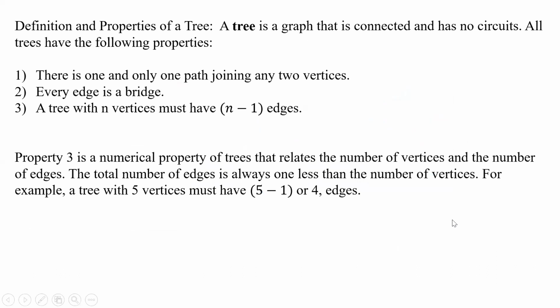All right, so some definitions and properties of a tree. A tree is a graph that is connected and has no circuits, and all trees have the following three properties. There is one and only one path joining any two vertices. Every edge is a bridge. Now think about that one.